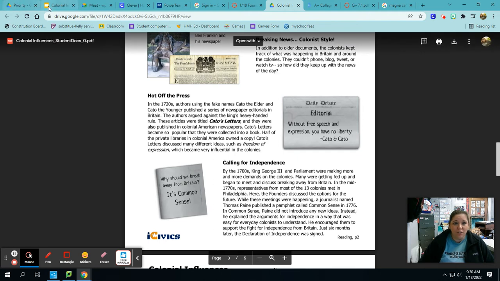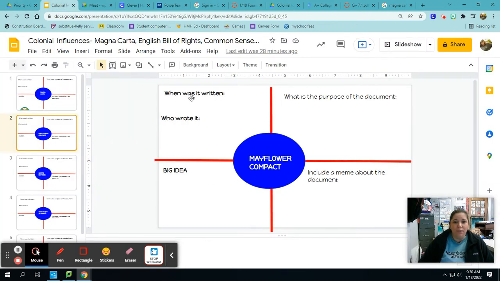So what you're going to do is, for each of these documents: when was it written? Like what year? I don't need an exact date. Who wrote it? The name of the group of people or the person that wrote it. What was the purpose of it? What led them to write this document? Why did they do it? The big idea behind it: what concepts did it give us? Did it give us limited government, freedom of expression, freedom of religion, those sorts of things?